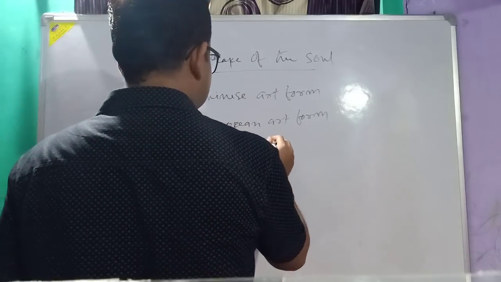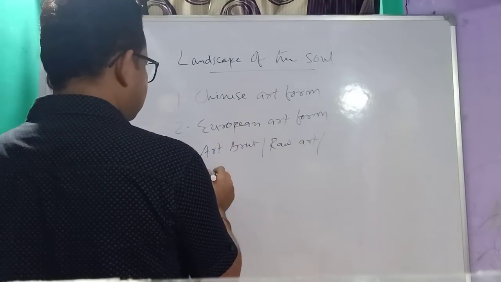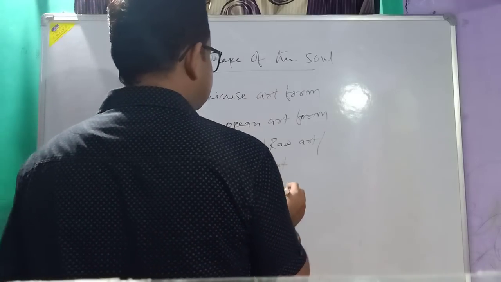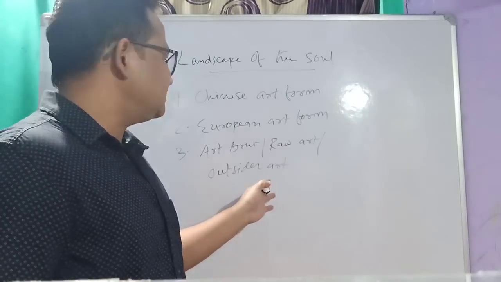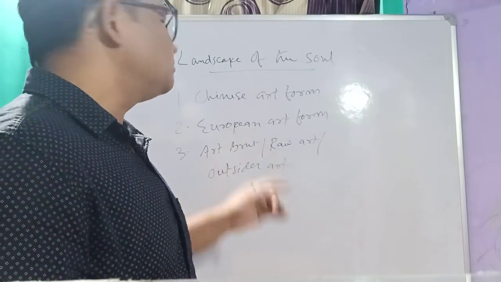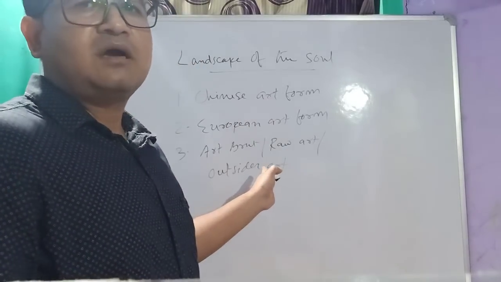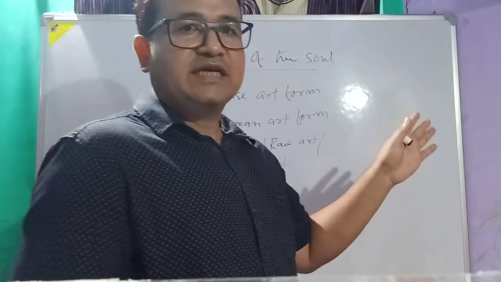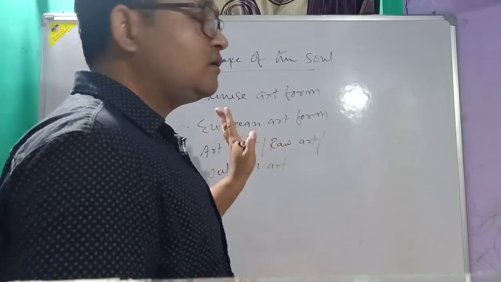This is another one, and the third one is art brut, raw art, and outsider art. Art brut, raw art, outsider art. So these three are the same thing. It is one thing; some people call it art brut, some people call it raw art, and some outsider art. Basically the art forms are three: Chinese art form, European art form, art brut, raw art, or outsider art.